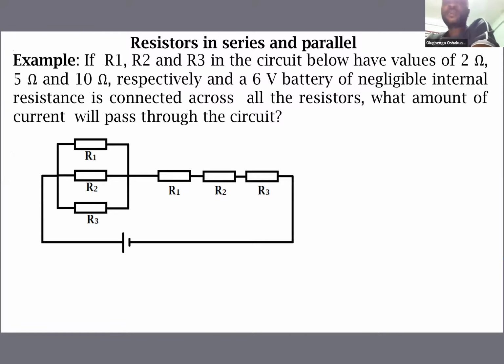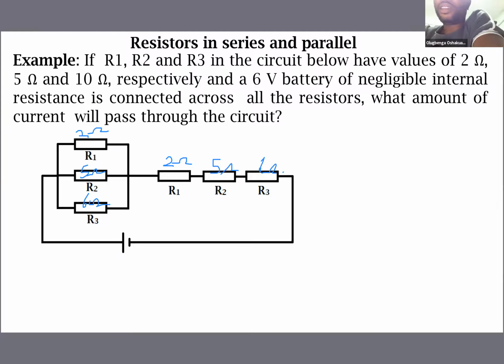So this is an example. This example has resistors R1, R2, and R3, and they have values 2 ohms, 5 ohms, and 10 ohms respectively. So that means that our R1 is 2 ohms, R2 is 5 ohms, and R3 is 10 ohms.